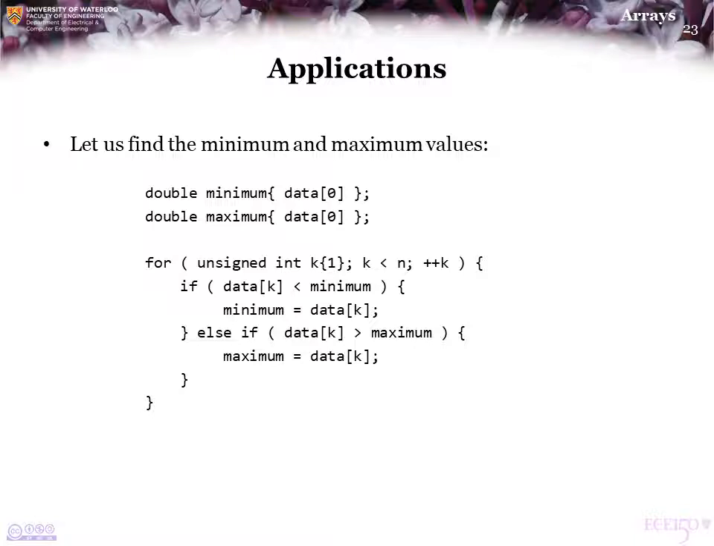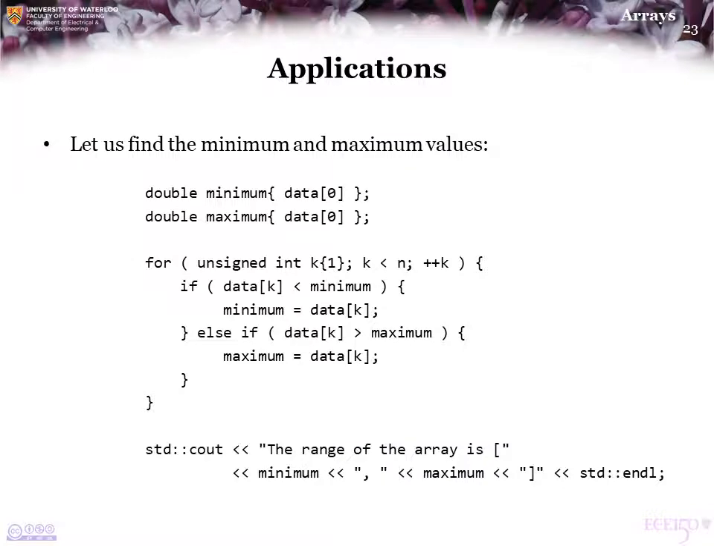So once this loop finishes, minimum will have the minimum value of the array, whereas maximum will have the maximum value of the array. So I can now print that the range of the array goes from minimum to maximum.